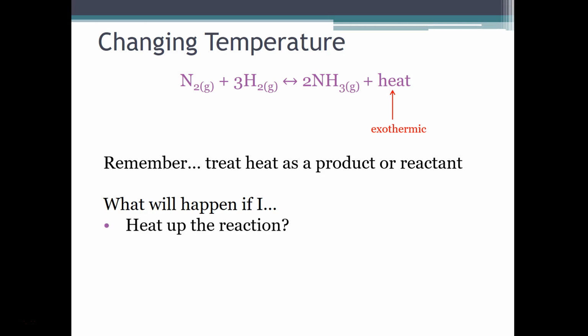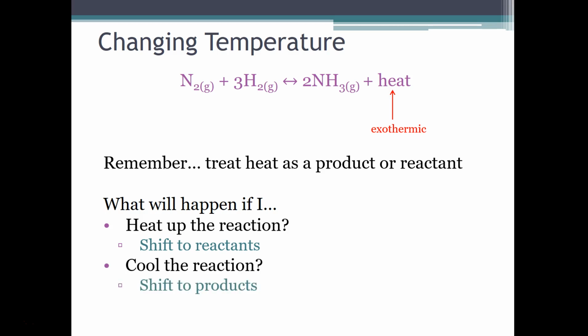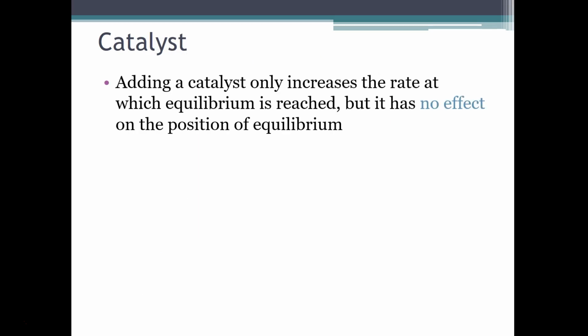Now if I heat up the reaction, we're adding more product, and we know that if we add more product, it will push the reaction toward the reactant side. So if I cool the reaction, that's like removing a product, and if we remove the product, it'll shift toward the product side. Finally, adding a catalyst will not change the value for the equilibrium constant. It'll have no effect on the position of equilibrium. All it will do is help the system get to equilibrium faster.